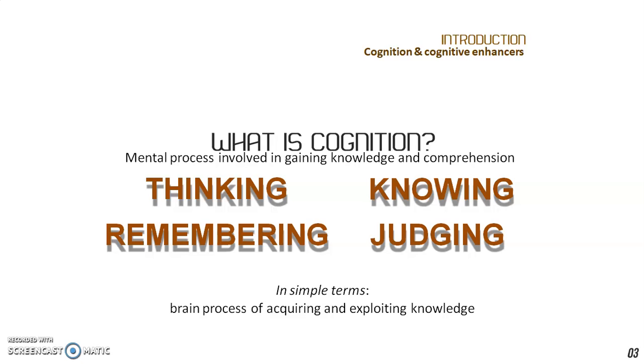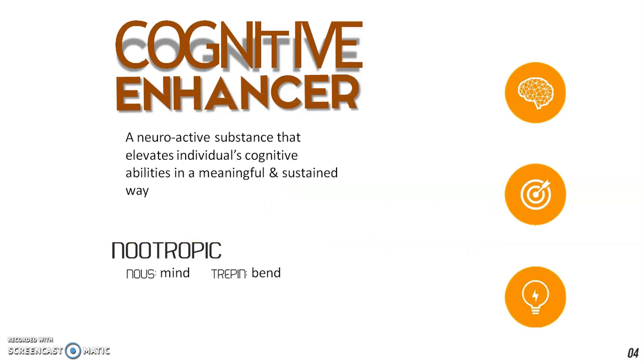But our cognition always works, which involves thinking, knowing, remembering and judging. In simple terms, it is a brain process of acquiring and exploiting knowledge. This is how our brain interprets. Suppose you have a drug which can enhance cognition itself, like thinking, remembering, judging or knowing. The new information will be very easily stored in the brain. So now we have a set of drugs called cognition enhancers. With the help of these, we can increase the cognition capability of a person.